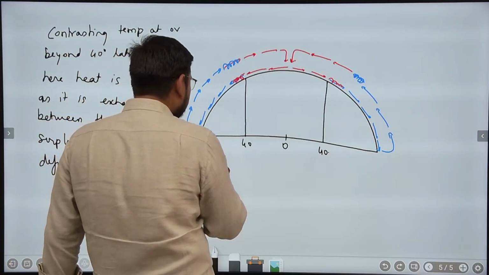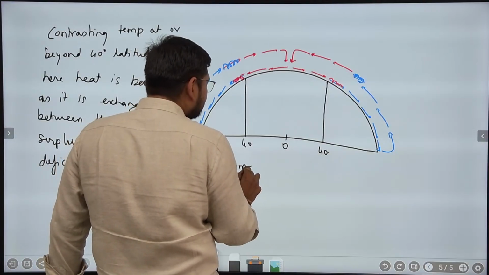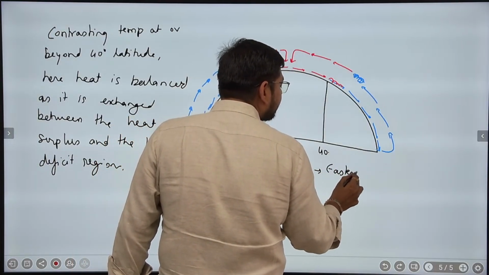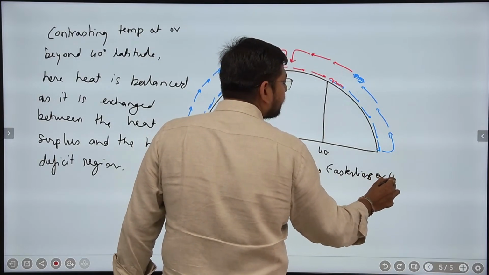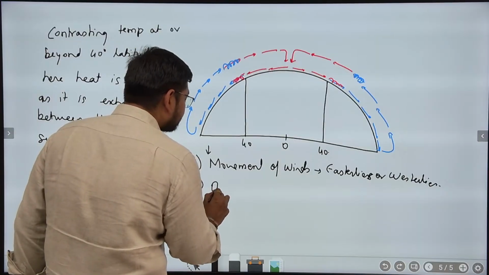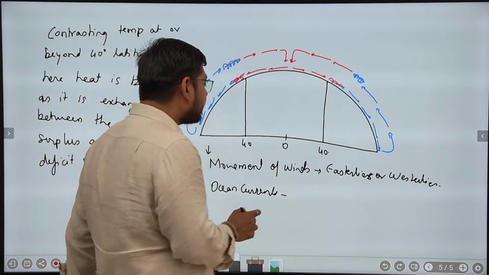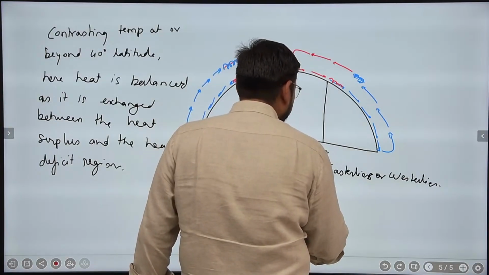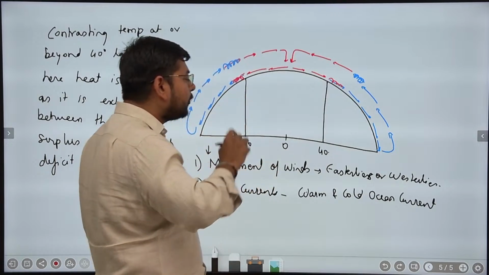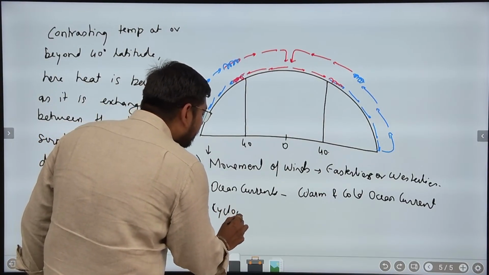The factors resulting in such an exchange of heat are, number one, the movement of winds, for example permanent winds like easterlies or westerlies. In the second case, there is also movement of ocean currents, with intermixing of warm ocean currents and cold ocean currents. In the third case, there are phenomena like cyclones or anticyclones.